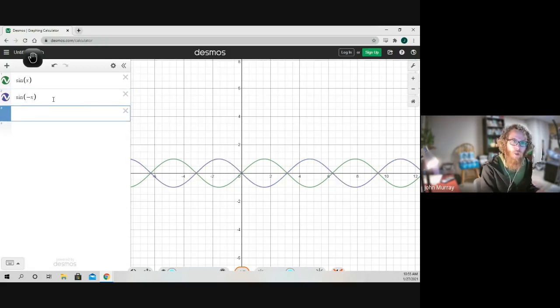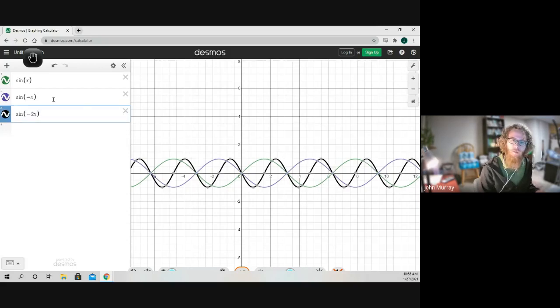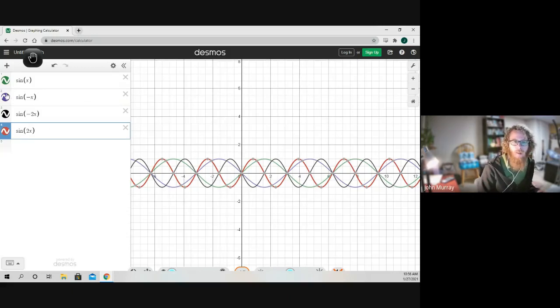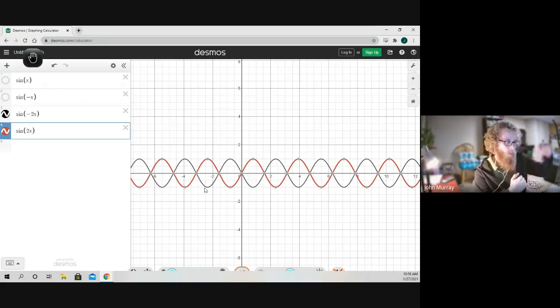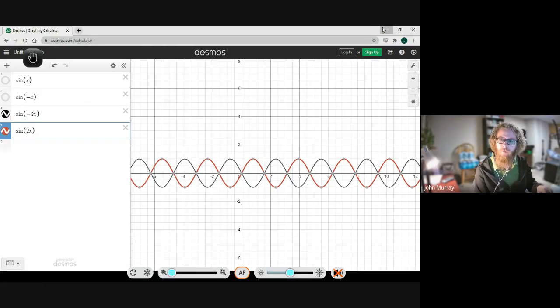When we do that negative part, if I did sine of negative 2x, I'd still have the same period as sine of positive 2x. All it's doing is inverting it. The period is still the same. We treat it the same, and we just worry about the positive number that's next to it. That's a good question. I don't think I've ever been asked that before.